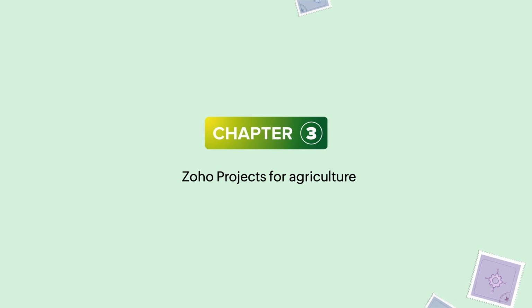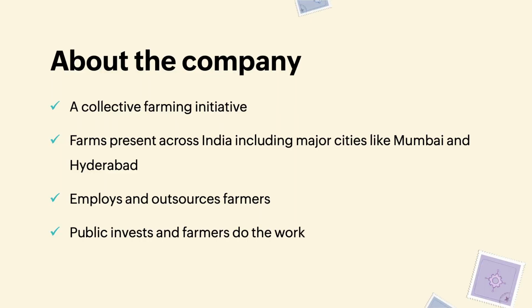So as you all know, agriculture mostly deals with farmers. This is about the company. They are a collective farming initiative. They have farms across India and in major cities like Mumbai and Hyderabad. They employ farmers, and they outsource as well. The public can invest in their farms. They will do the farming for them, and the public can get some kind of profit out of their farm as well.